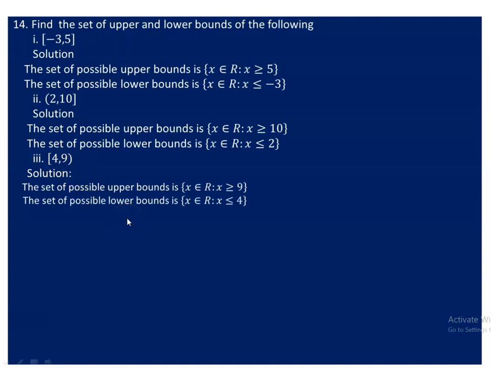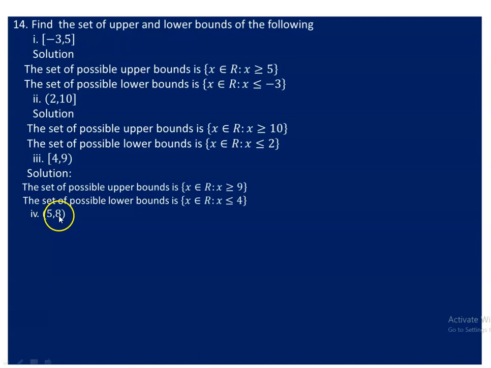And the set of possible lower bounds is the set containing any real number less than or equal to 4. So every number within this set can be the smallest of all the values within this interval. So the set of possible lower bounds is the set containing any real number less than or equal to 4. And the last type of interval is the interval where we have both ends open. So this interval, as it has been stated here, is nothing but a collection of real numbers within 5 and 8.